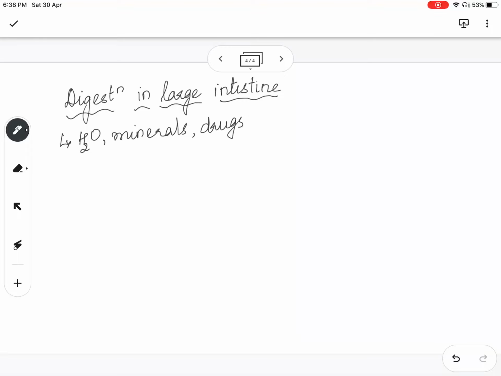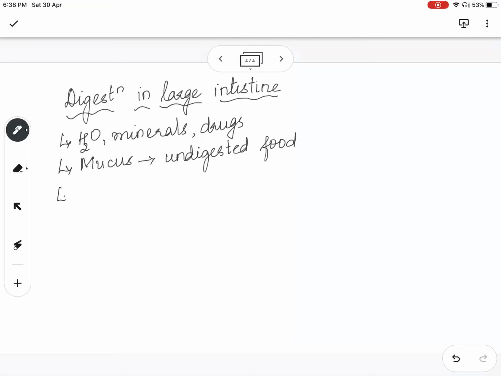And also, because of the secretion of mucus in the large intestine, this helps in easy release of the undigested food particles, which we ultimately call fecal matter. So it will help in lubrication so that there is easy passage of the food. So unwanted food particles will be eliminated.